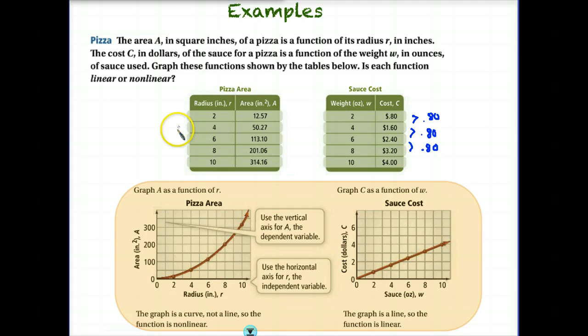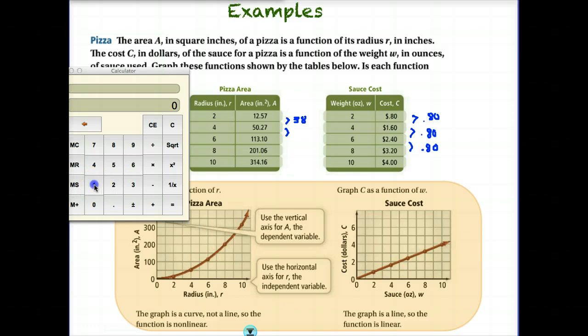On the other hand, on the one on the left, 12.57, if we take that away from 50, we get 38, or not dollars, sorry, we're looking at area on this one, dollars on the other one. And then if we take the difference between 50 and 113, we may need our calculator. All right, we've got our calculator. Let's plug that in. 113.10 square inches minus 50.27 gives us 62.83. So right now we already have a difference, 62.83, so we are not going up by a constant amount.